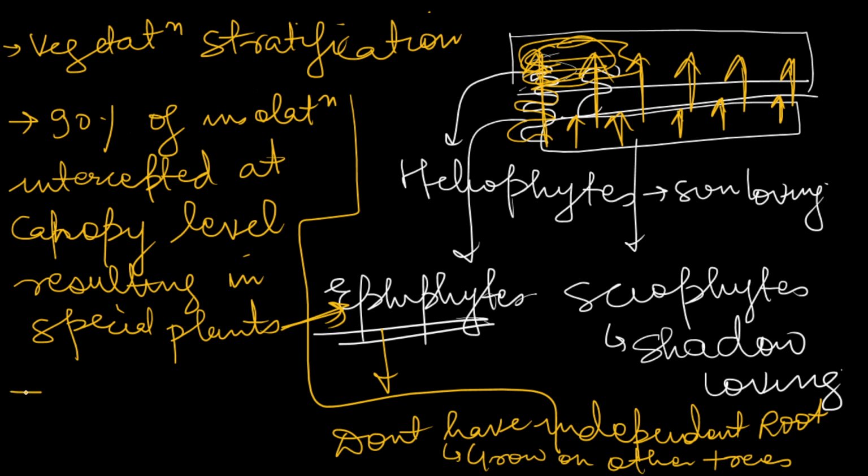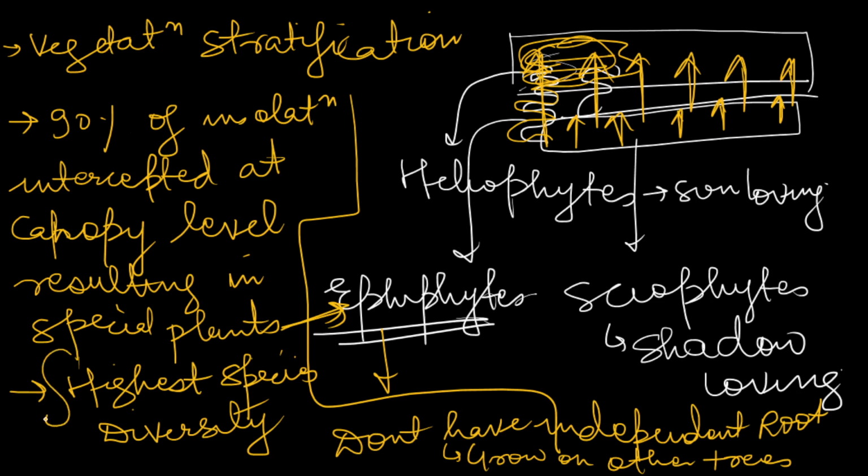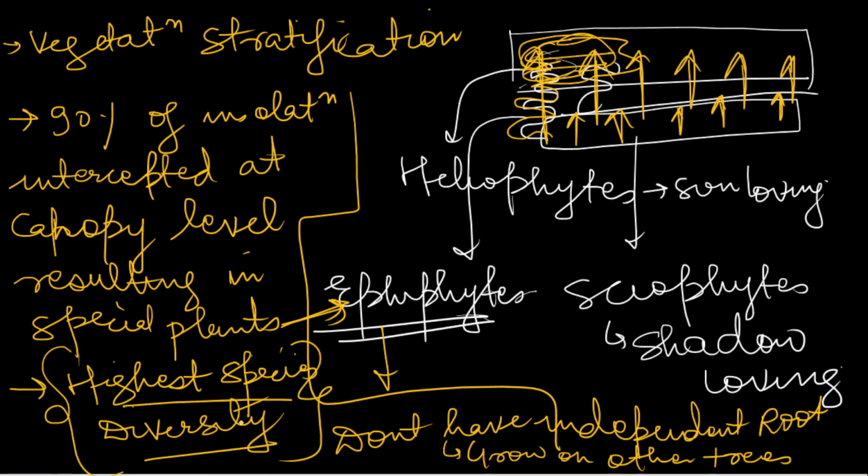You will find the highest species diversity in this region. In these equatorial areas, highest species diversity. So highest species diversity is found in equatorial regions, equatorial climate, and highest phyla diversity is found in coral regions. Okay, so do remember that corals have highest phyla diversity, whereas these equatorial forests have highest species diversity.